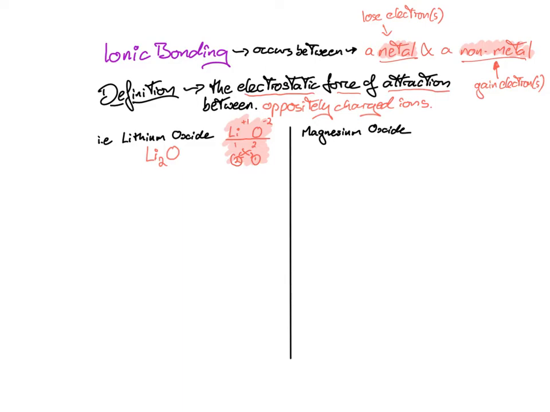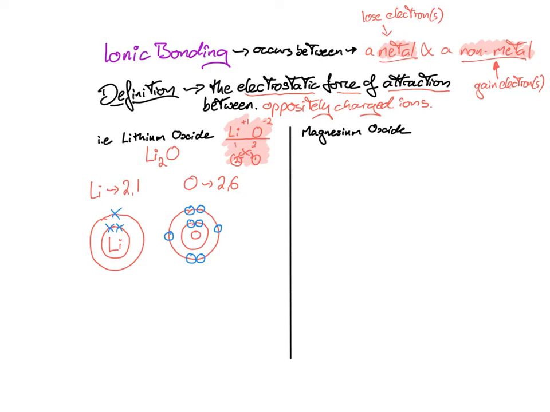So, lithium, electronic configuration 2,1. Oxygen, electronic configuration 2,6. Now, I'm going to draw those out for you. So you can see I've drawn out lithium and oxygen. Now, let's just check that we're happy with that. Lithium 2,1. 1, 2, that's the 2. 1, 2, 1. Oxygen, 1, 2, that's the 2. 1, 2, 3, 4, 5, 6. So, good so far by the looks of things.